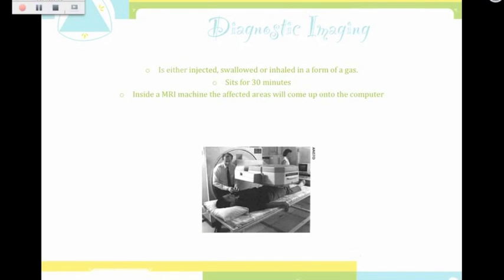The last medical issue that iodine-131 is used for is diagnostic imaging. The iodine is injected, swallowed, or inhaled. The patient then sits for 30 minutes so the iodine is accumulated throughout the body. When the patient is put inside the MRI machine, the affected areas will come up onto the computer. This can indicate to the doctor the problem with the patient.